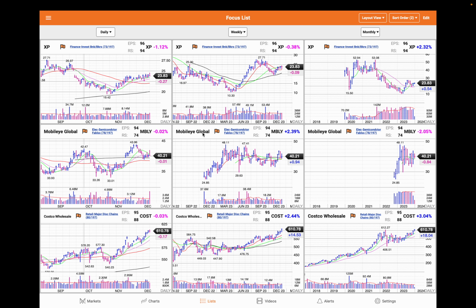Okay, Mobileye. This is another AI play, more in the field of autopilot for electric vehicles mostly.